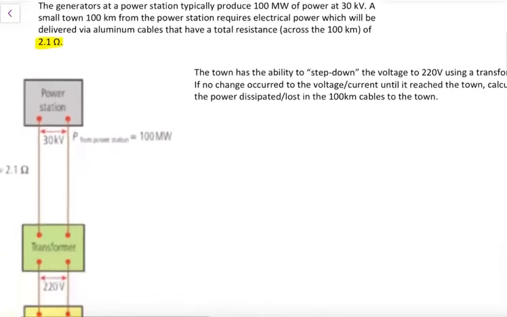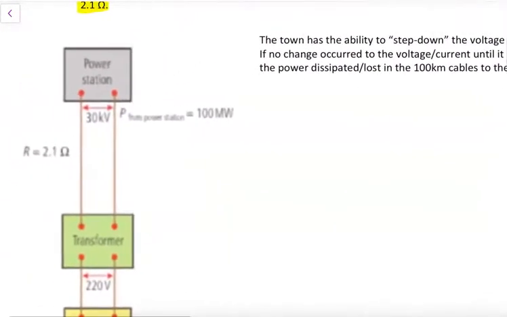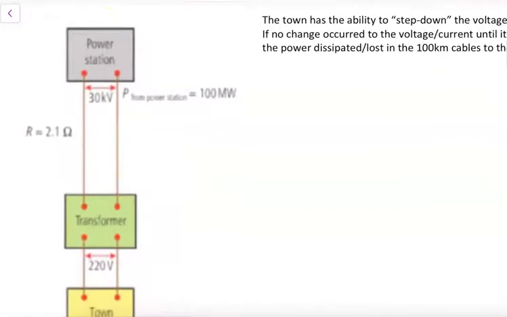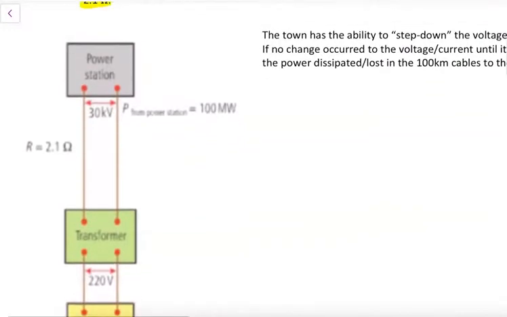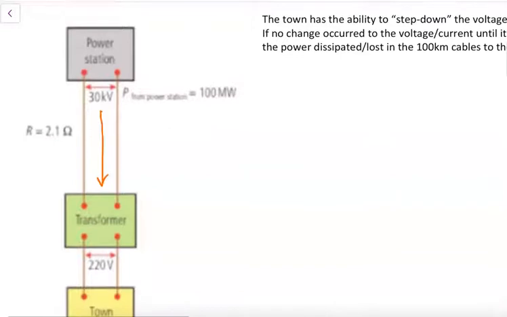So this is the picture that we have. We have a power station with 30 kilovolts coming out, 100 megawatts, 2.1 ohms, and it's 30 kilovolts all the way down until it hits this transformer. What a transformer has the ability to do using our alternating current is change the current or the voltage to make it useful for us.